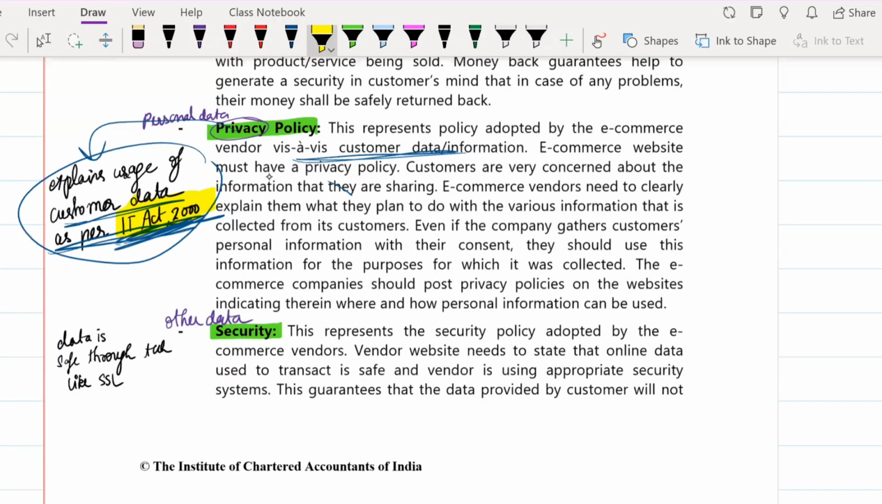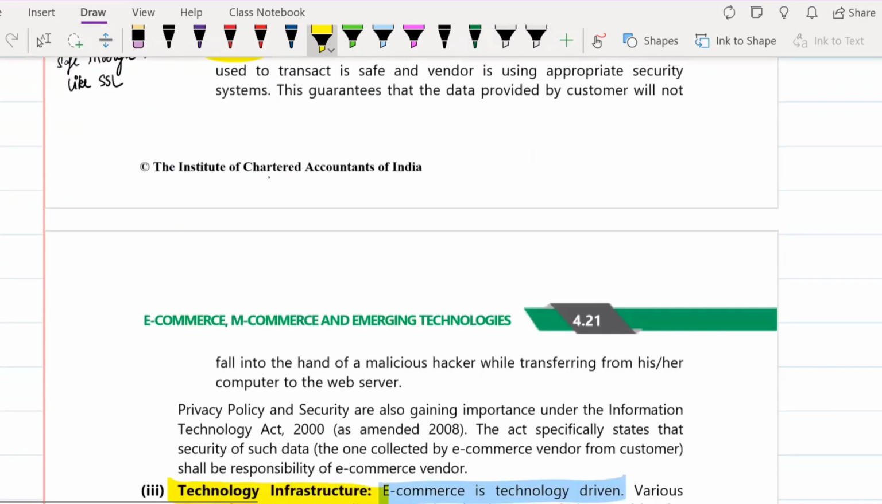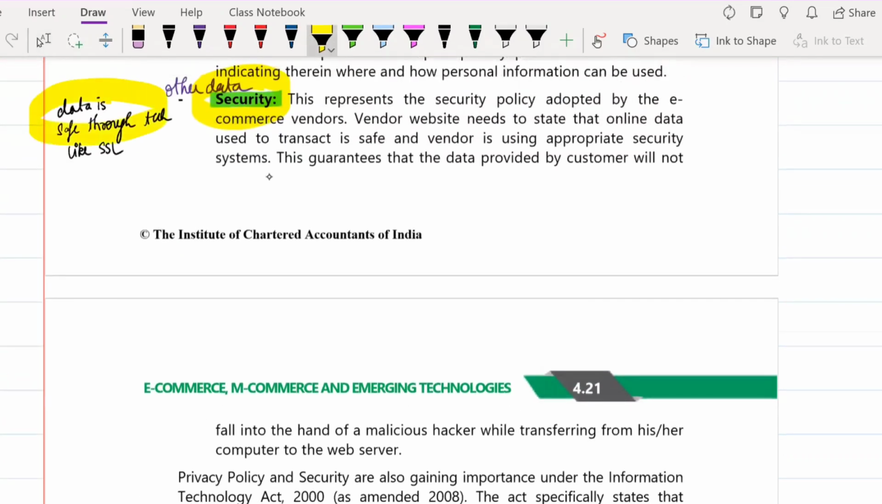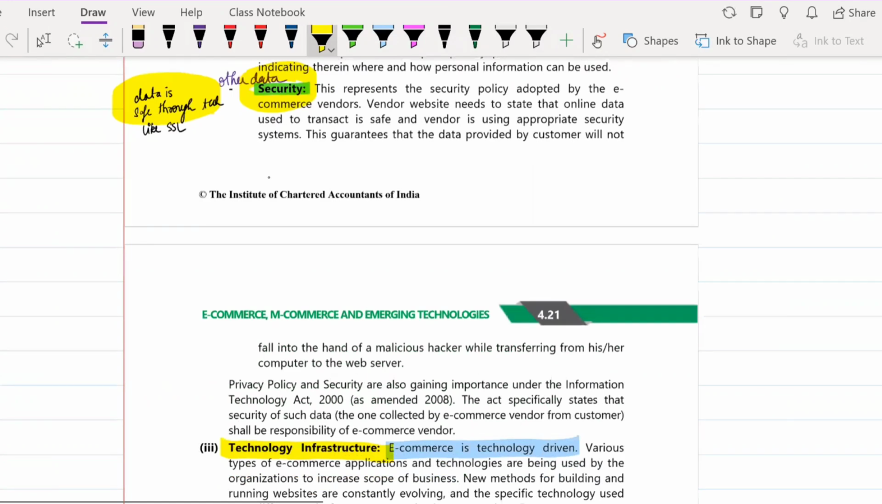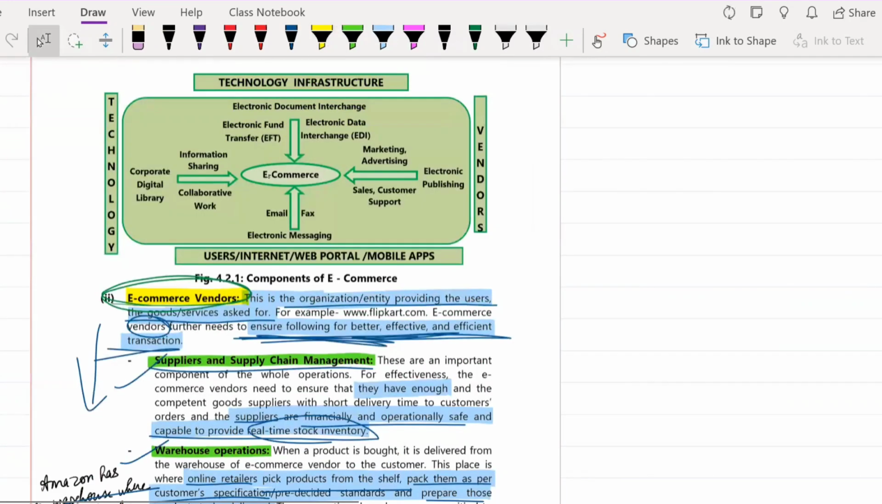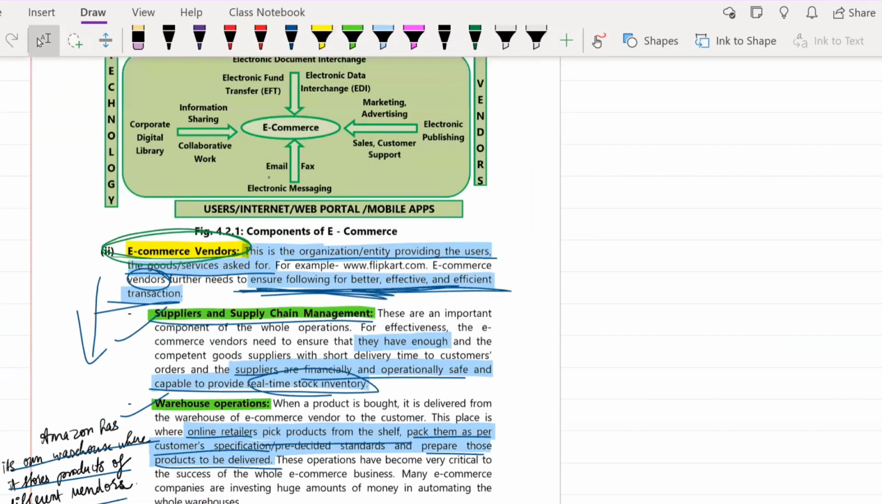Okay. Next is security. The difference between privacy and security is that privacy is related to our personal data, our credit card details and all of those things. Security is just the other data like your age, your home address and all of that. So security should also be very tight in case of e-commerce transactions, because all our data is available there. They must use software which keeps the data very safe with them, like SSL.